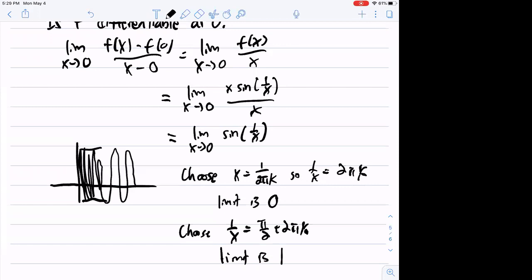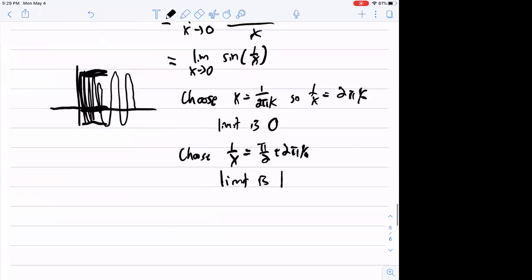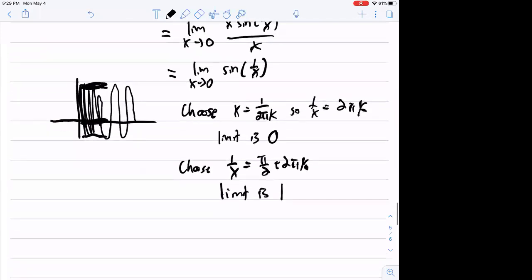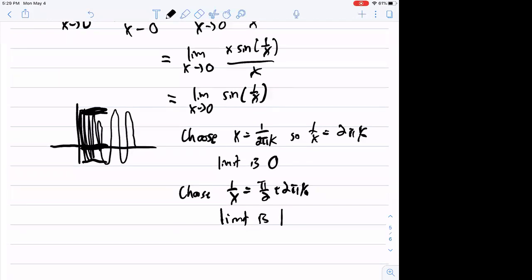So here I'm choosing one sequence here and another sequence here. There are many sequences you can choose, but the point is that a limit has to be unique. So if you choose two sequences and the limit converges to something different, you're done. The limit doesn't exist.